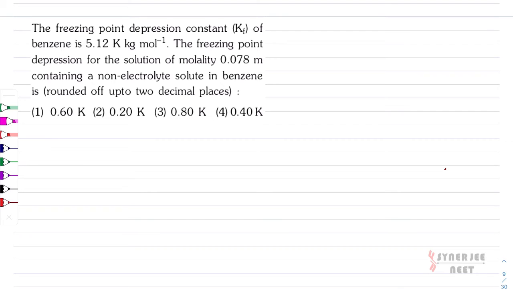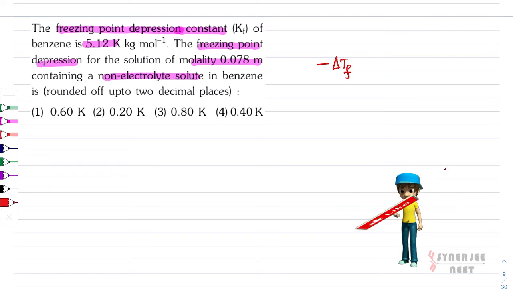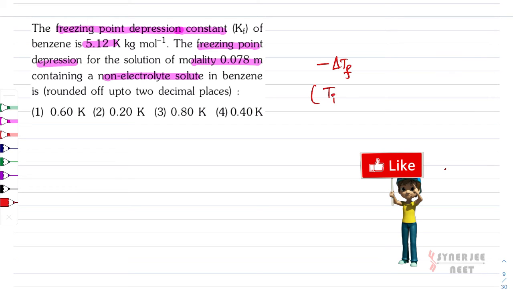The freezing point depression constant Kf is given, and they are asking what is the freezing point depression for this molality. Non-electrolyte solute. See, there is a formula: minus delta Tf. Delta means final minus initial. So final freezing point minus initial freezing point; the minus sign means initial freezing point minus final freezing point.